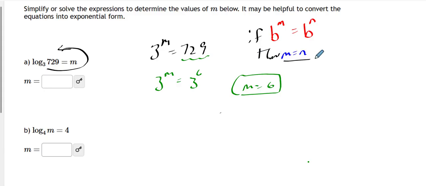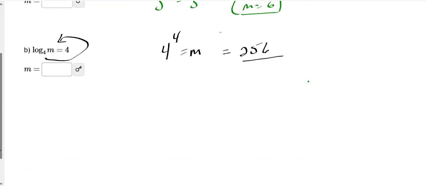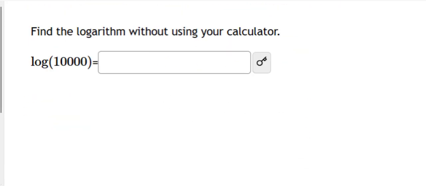So let's do this one. The base of the log is 4, so the base of the exponential is 4, raised to the 4th power equals m, so m equals 256. So sometimes they come out like that. But you're mostly rewriting stuff. So let's look at the next one. I don't think there's another one, no. There may be on your homework.